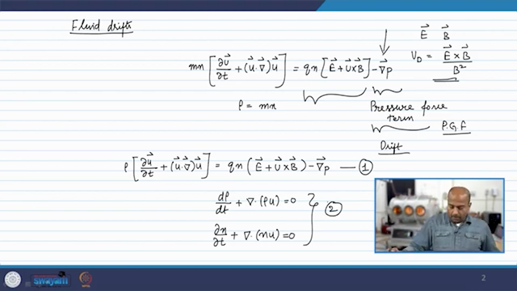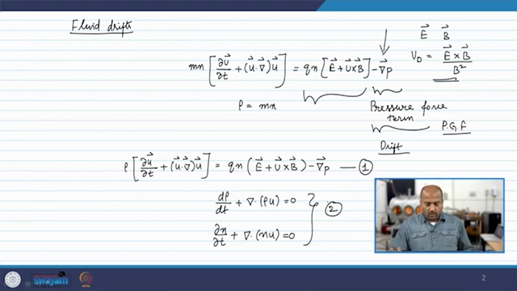So, we can now consider the plasma as a system of two interpenetrating fluids. What are these two interpenetrating fluids? One is an electron fluid, another an ion fluid. In this situation we will discuss drifts in two different ways.